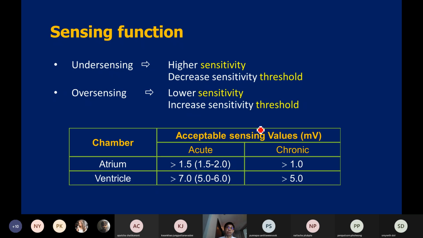Oversensing is when the pacemaker sees other things that we don't want it to see. For example, if the sensitivity threshold was set too low, the pacemaker would misunderstand the T wave as an R wave. So we could fix it by increasing the threshold number, which we call lower sensitivity.